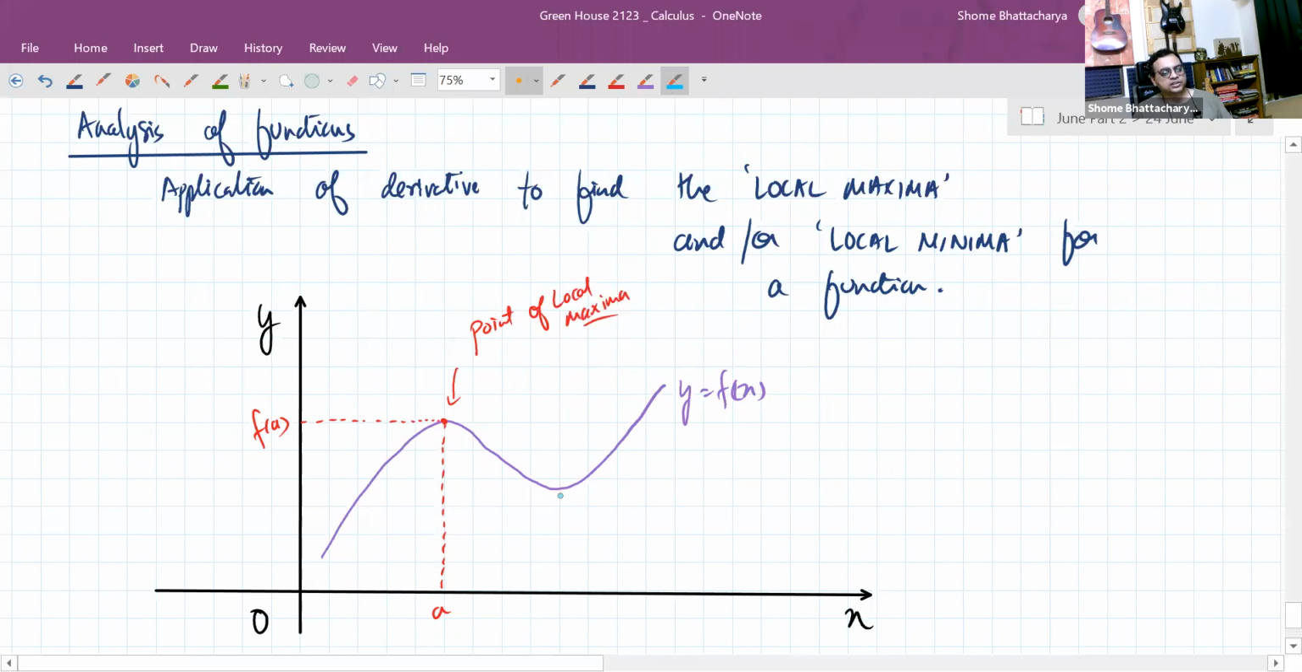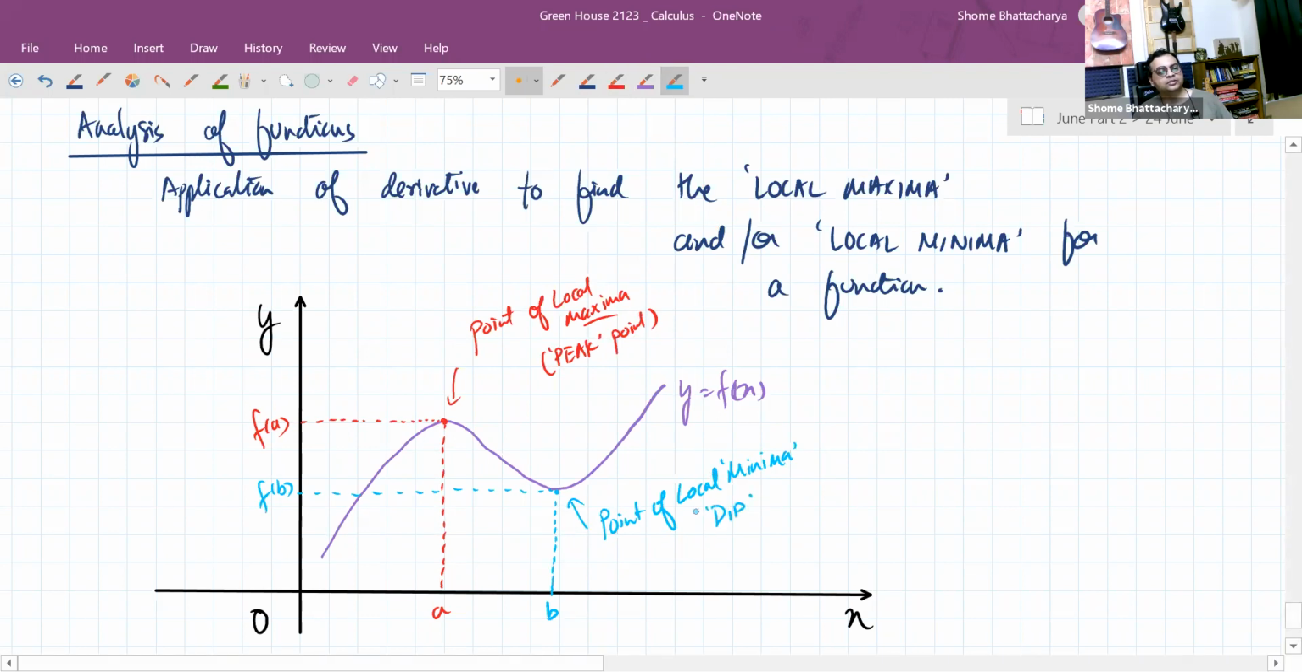And similarly, if a function is reaching a dip at the point B, so this point over here in the graph, this is called the point of local minimum. So it is just a more technical name. You can just visualize it as peak and dip, or like a hill point and a valley point. Okay. So this is like a peak point in the graph, and this is like a dip point in the graph.